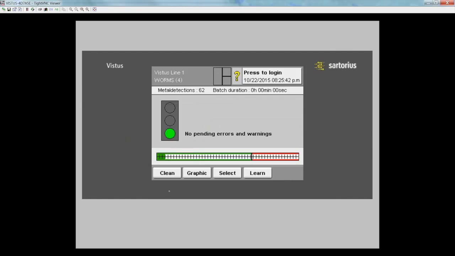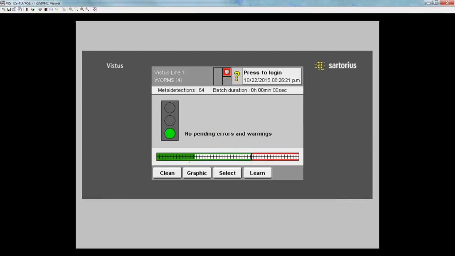So now we're going to add some actual metal contamination to the product and run it through a couple times so you can see the difference between the signals. So now he's running the same product of worms, by the way. You can see worms up here. So he put a piece of metal on it, a test piece of metal, and now you can see that the signal went well beyond the threshold line, and therefore the metal is detected.